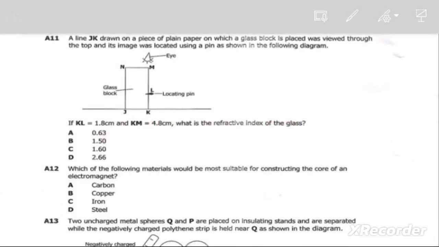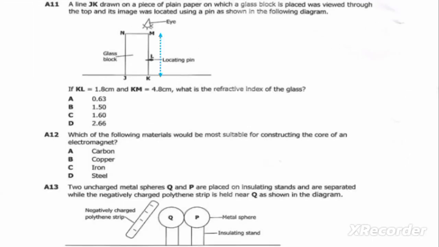If KL is equal to 1.8 centimeters and KM is equal to 4.8 centimeters, what is the refractive index of the glass? To find the refractive index of the glass, the first thing we are going to do is identify the real depth and the apparent depth. We are told that the real depth is 4.80 centimeters, and the distance between K and L is 1.80 centimeters.